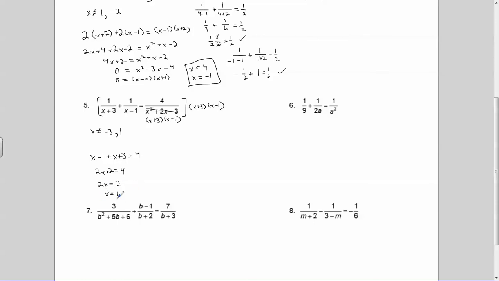So we only have one possible solution, but if we look back at our restrictions, we see that x cannot equal 1 because that will make our denominator 0. So does this solution work? No. So the answer to this is no solution. Okay, so we had an extraneous solution in this case. You need to be careful of those solutions that don't work.